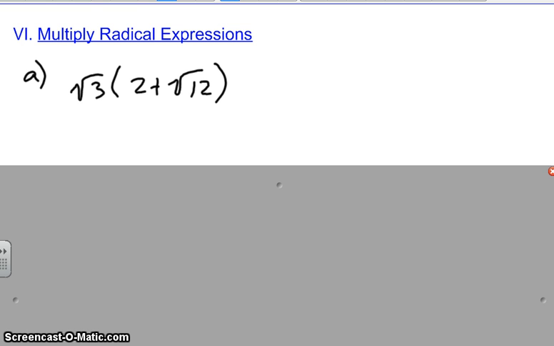So this is interesting. What property will we use here? Good, the distributive. So the square root of 3 is being multiplied to both.